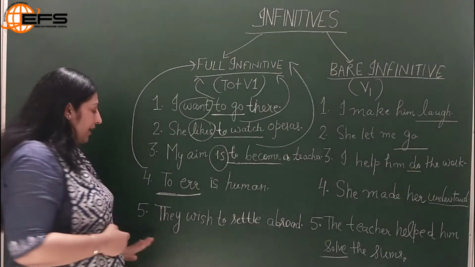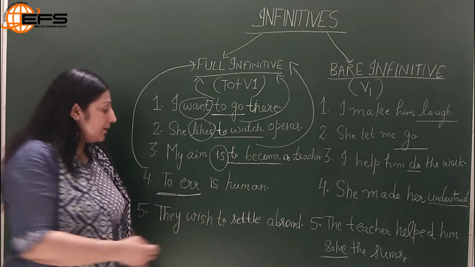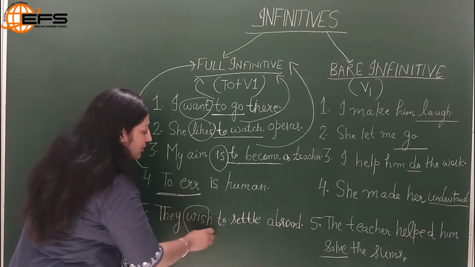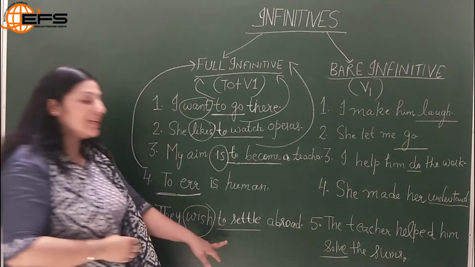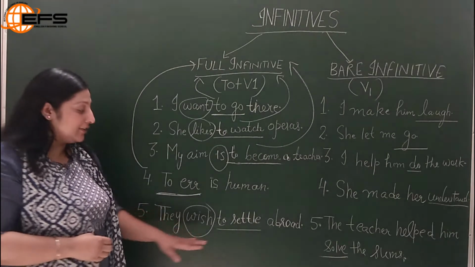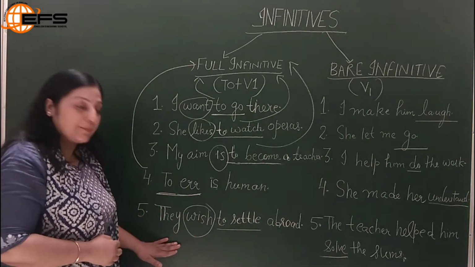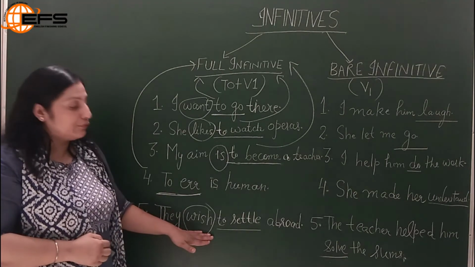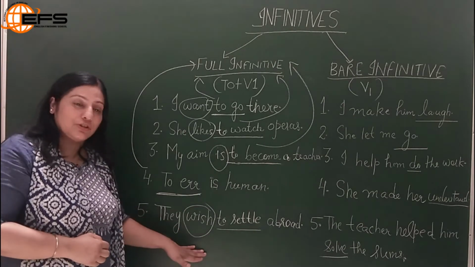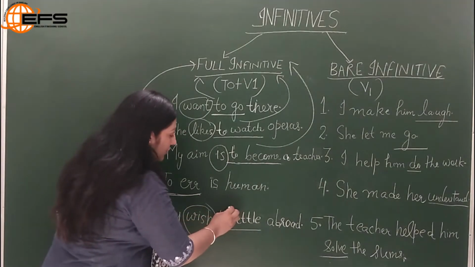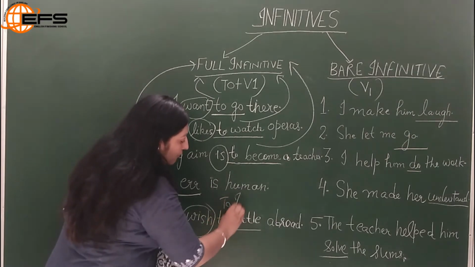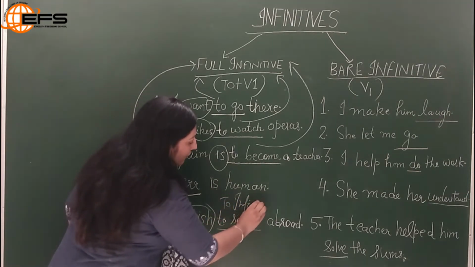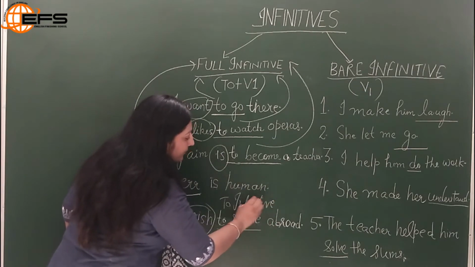Next example we have, they wish to settle abroad. So "wish" here is the finite or the main verb. "To settle", that is to plus V1, will remain unchanged if I change the subject or I change the tense of wish to wished or will wish. "To settle" will not change. So it is again an example of to infinitive, or we can say full infinitive.